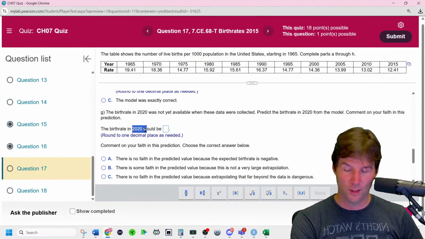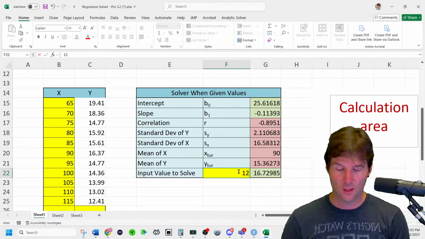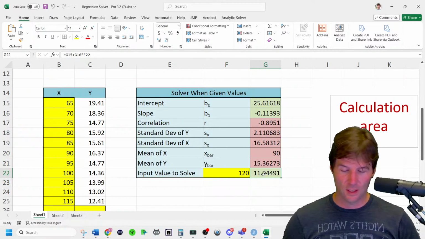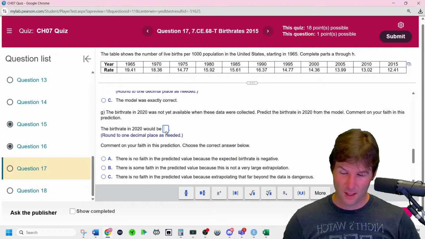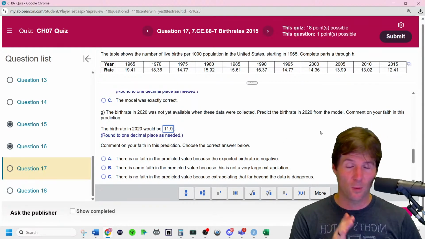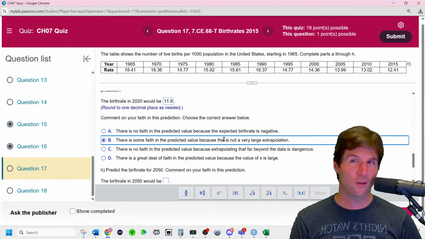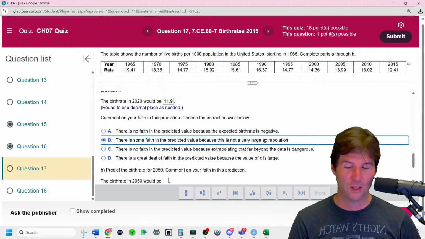Now, 2020 is going to be 120, because it's 120 years since 1900. So there is the prediction from the model, and this is a small extrapolation. Extrapolation is when you predict beyond what the model has for data. So there is some faith in this prediction because it's not a very large extrapolation. You hear that X right there? That's when you go outside the X variable to make predictions.